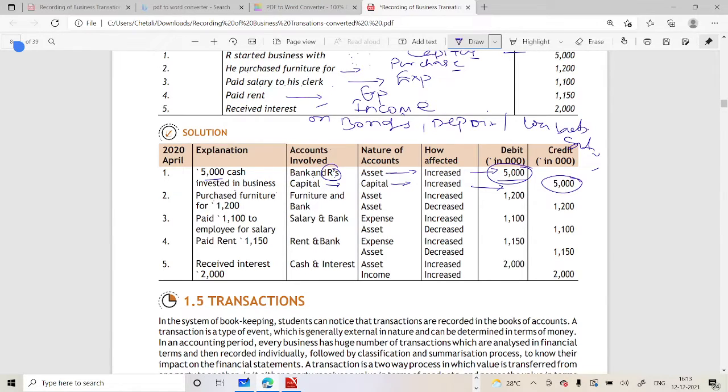All right, then purchased furniture for 12. There are two accounts: one is furniture, which means the purchase account, and the other is bank or cash, which you can mention. These two are assets, right? When furniture comes into your business, it has increased. And the cash, again an asset, has decreased because you paid it. When it decreases, it is a part of credit, and when it increases, it is a part of debit balance.